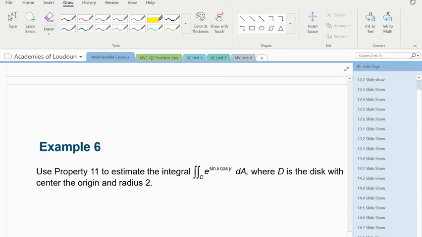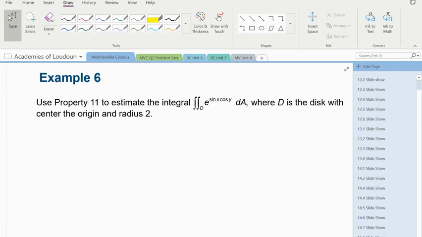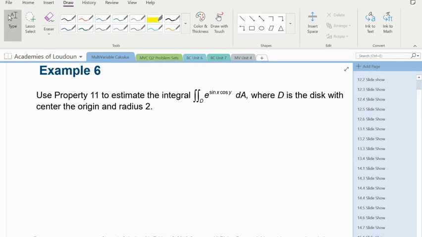So let's go ahead and use that property, kind of like the squeeze theorem, to estimate the integral of e to the sine x cosine y dA, where D is the disk with the center at the origin and radius 2. So we know that -1 is less than or equal to sine x, which is less than or equal to 1, and -1 is less than or equal to cosine y, which is also less than or equal to 1. Therefore, we have that -1 is less than or equal to sine x cosine y, which is less than or equal to 1.